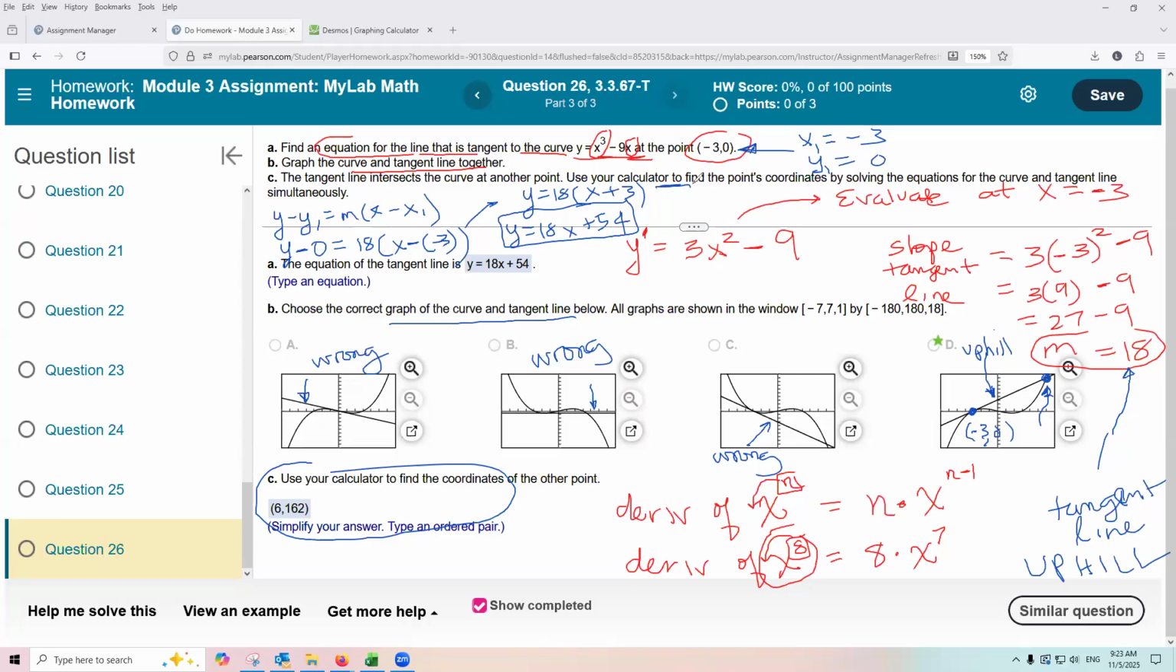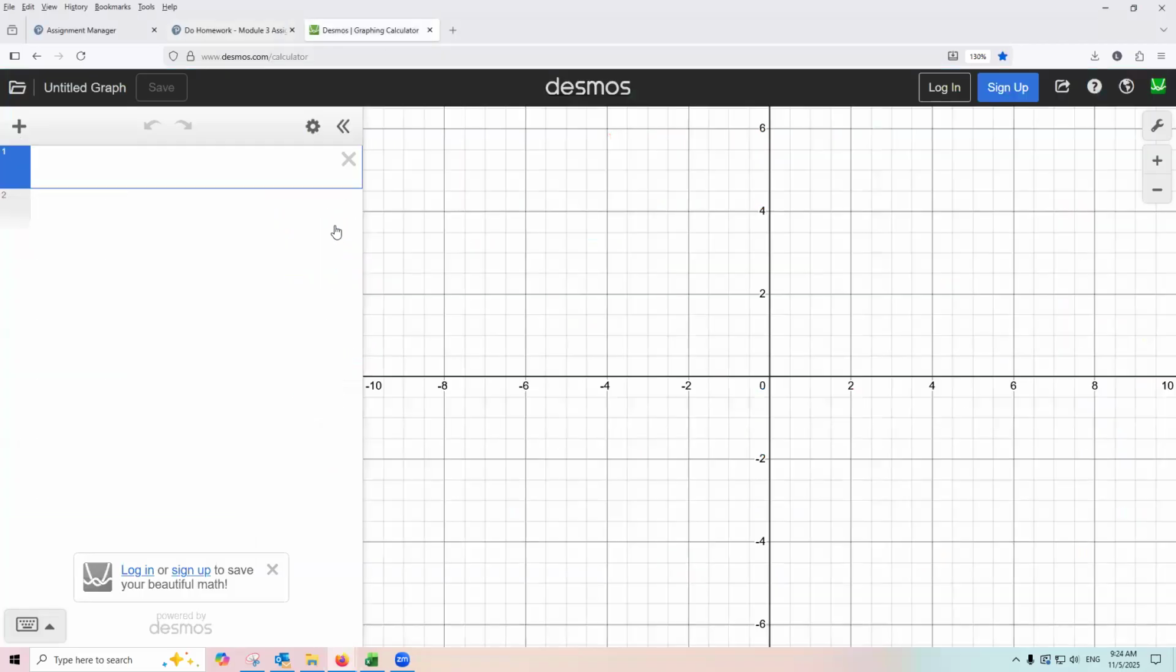Well, I'm going to do that by going to Desmos, www.desmos.com. You can use that as a free graphing calculator. And I'm going to plot the original equation and the tangent line equation, and then see where the two graphs intersect each other. So let me go and do that. I'll come over here to Desmos. And again, this is a free graphing calculator.